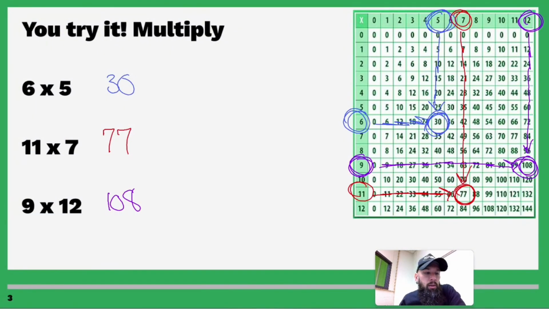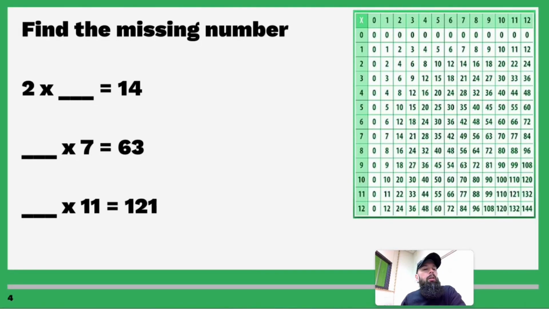Fun stuff indeed. All right, so now what we need to do is find the missing number. We have to work backwards a little bit, and we'll use our chart again if we have to. You're thinking, 2 times what is going to get you 14? So 2 times, I don't know, but what I do know is I'm going to get 14. So 2 times what is going to point to that 14? Well, in this case, 2 times 7 is going to point to that 14. So 2 times 7 equals 14. See, not so bad. Now let's try it again.